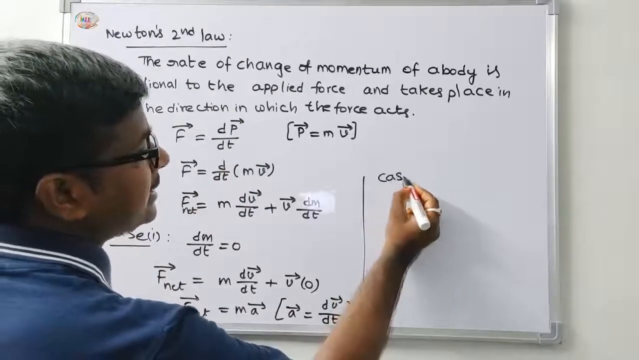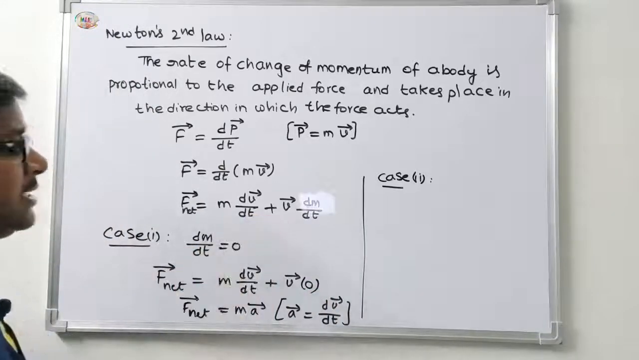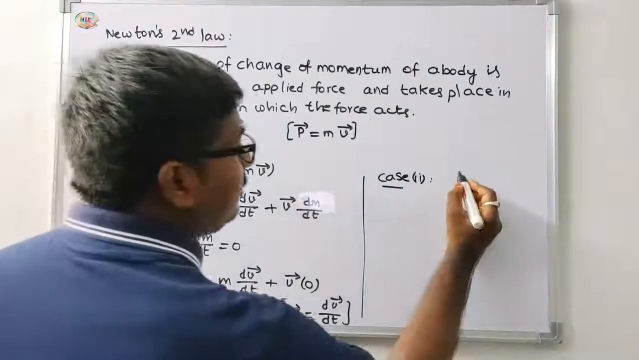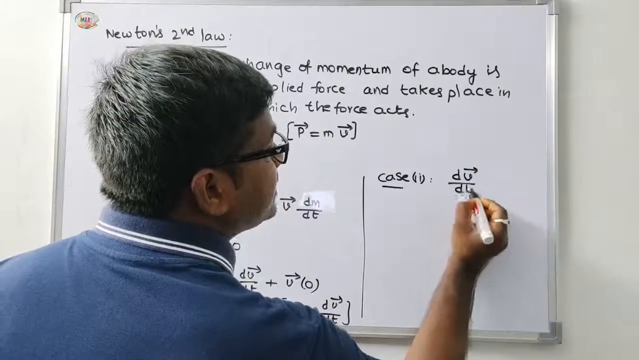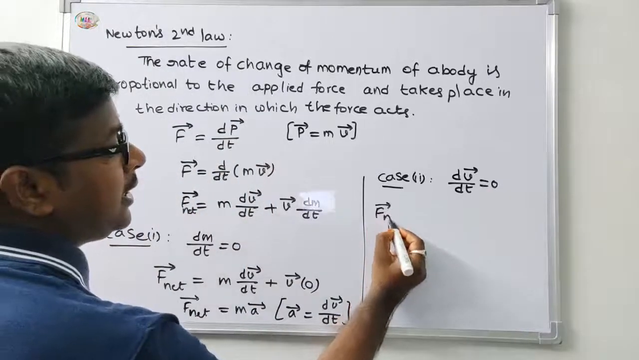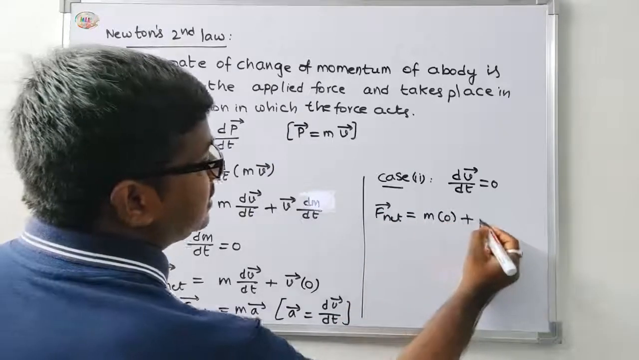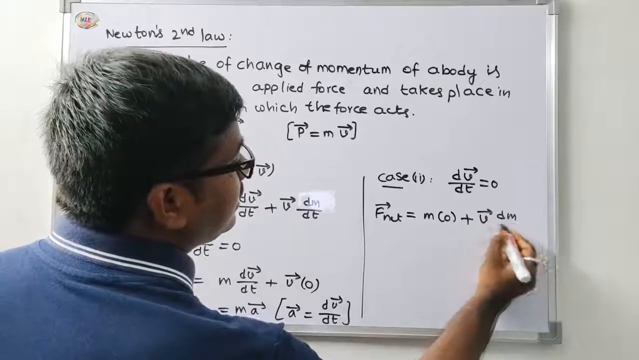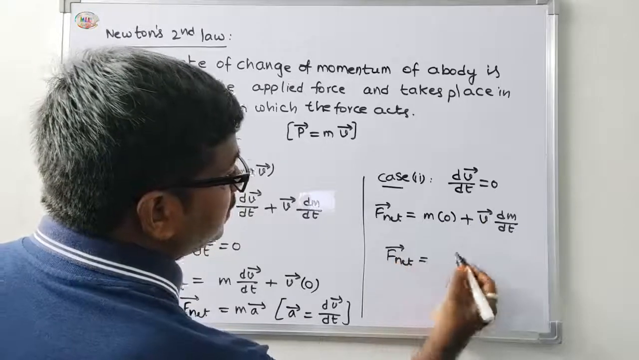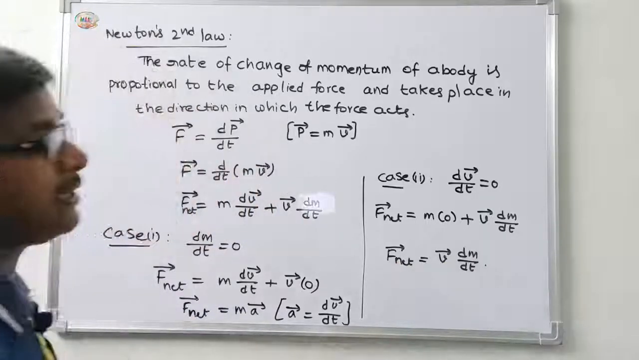The second case, case 2, is when the velocity is constant, so dv bar by dt is equal to 0. In the net force equation, F net is equal to m into 0 plus V bar into dm by dt. Therefore F net is equal to V bar into dm by dt. This is case 2.